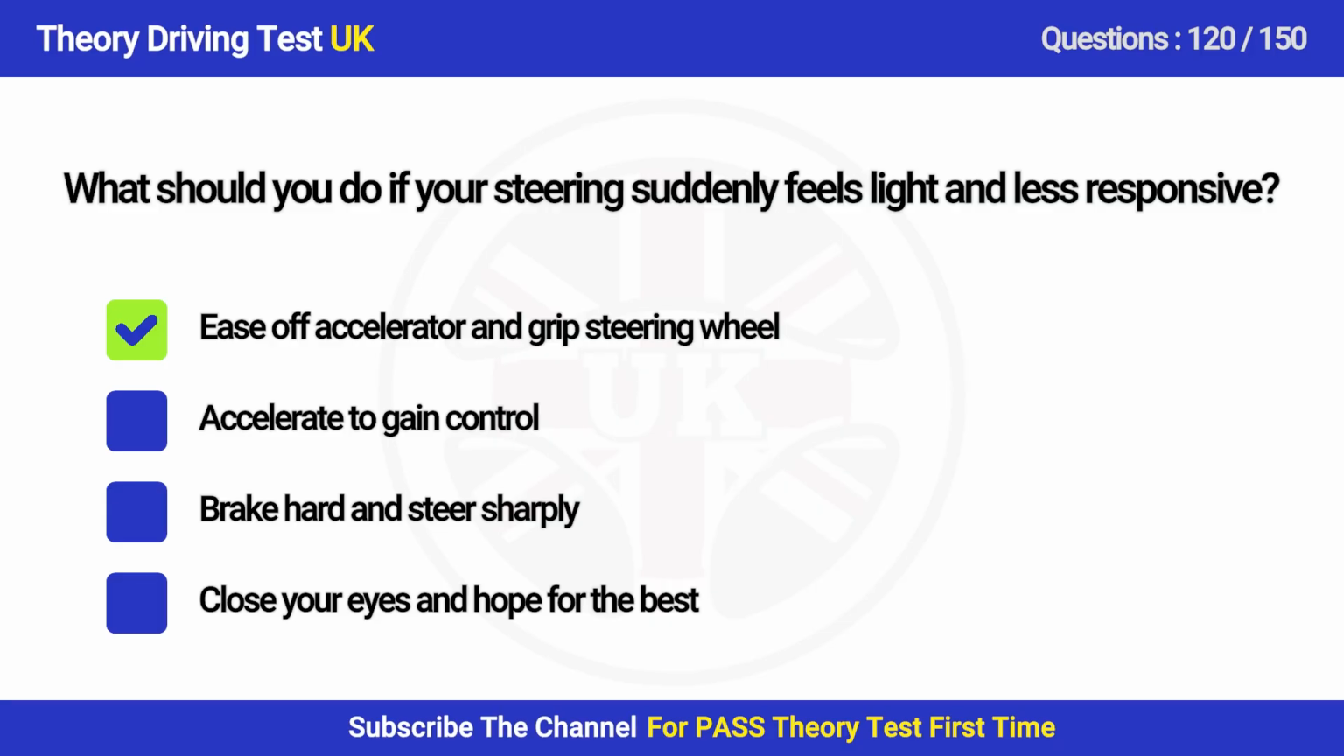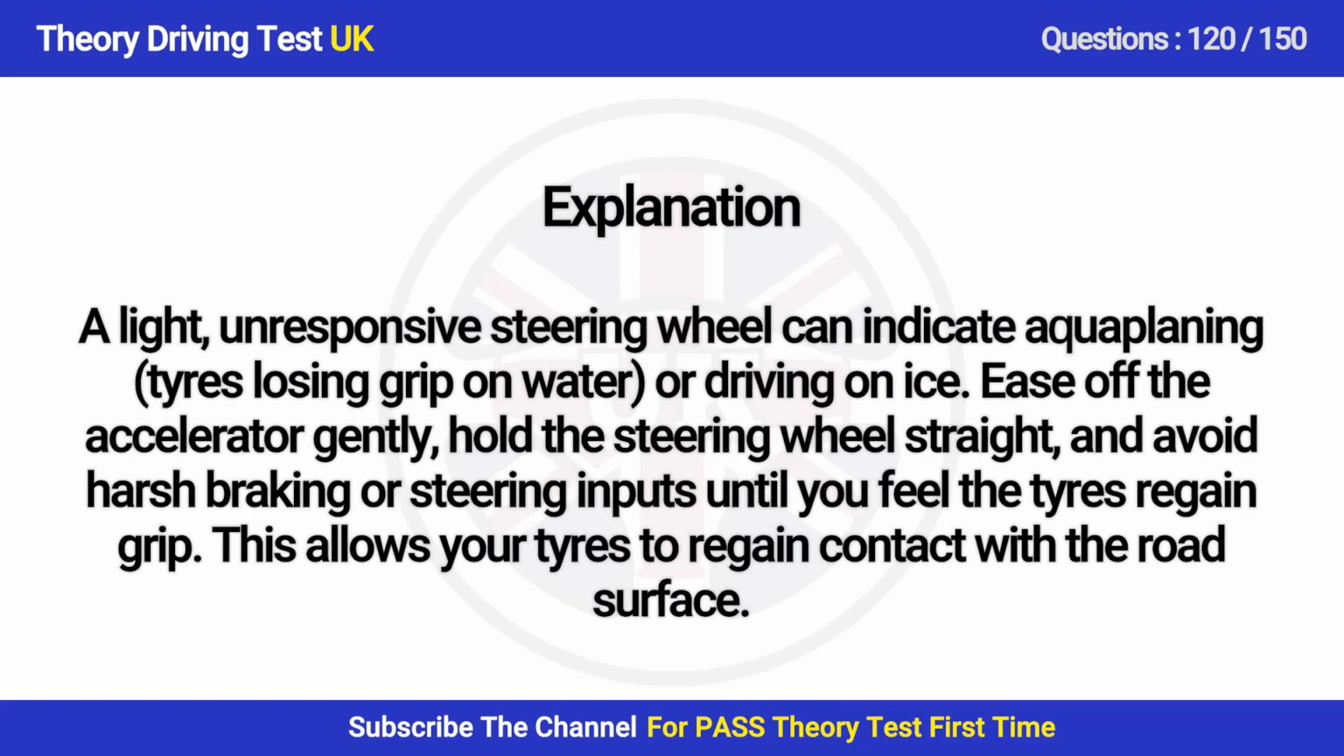Answer is A. Ease off accelerator and grip steering wheel. A light, unresponsive steering wheel can indicate aquaplaning, tires losing grip on water, or driving on ice. Ease off the accelerator gently, hold the steering wheel straight, and avoid harsh braking or steering inputs until you feel the tires regain grip. This allows your tires to regain contact with the road surface.